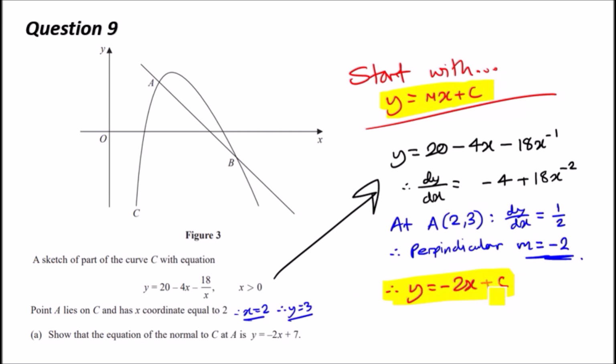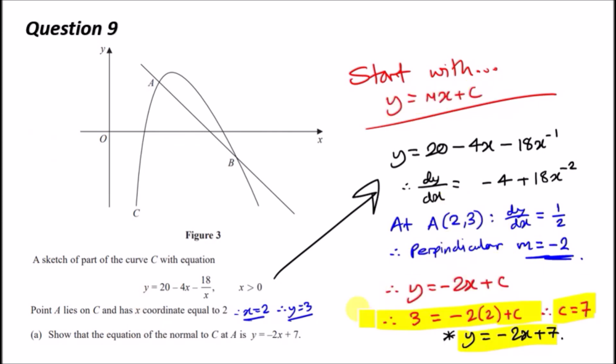So far so good. Now how to get c? Well, we know the coordinates at point A, so you just plug the 2, 3 into this equation. When x is 2, y is 3, and solving for c, you're going to get 7. And that's it, guys. You've got y equals minus 2x plus 7. So we've proven this bit.